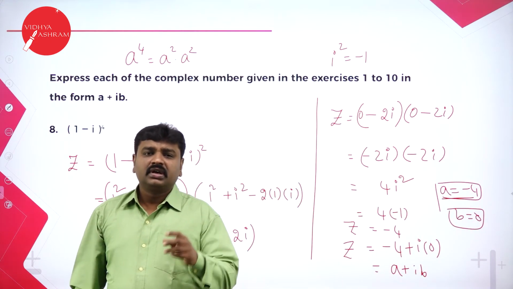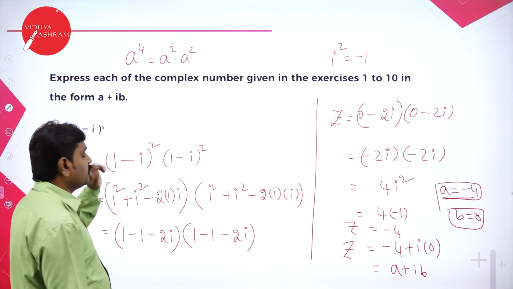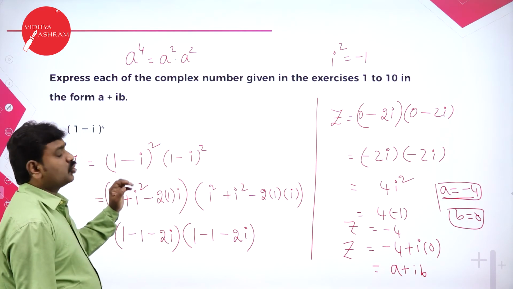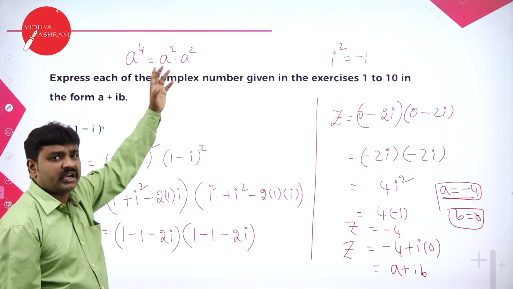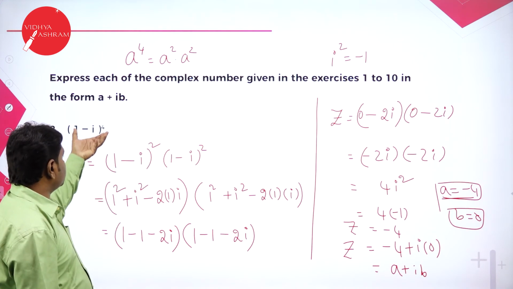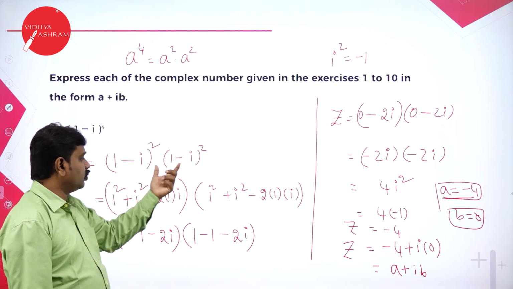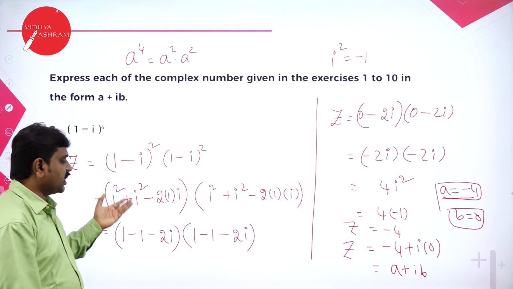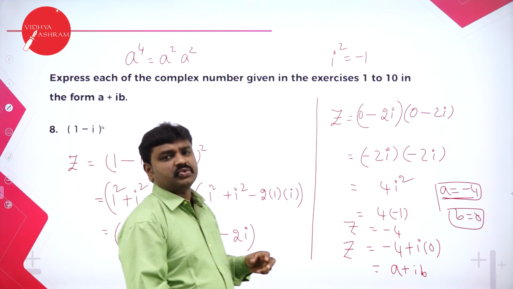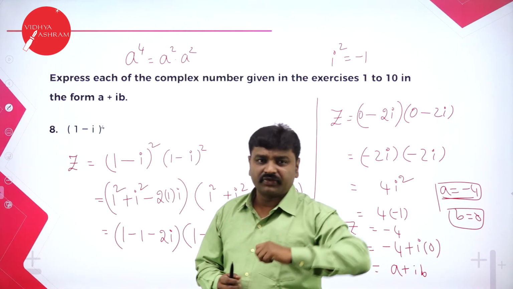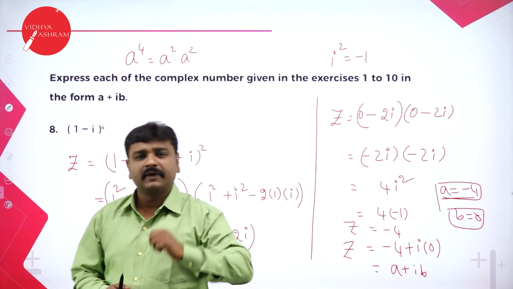So you got it. They want you to write in A plus IB form. We have written it. The question is 1 minus I power 4, but we know A minus B the whole square. A power 4 can be written as A square into A square. Similarly, 1 minus I power 4, I can write 1 minus I whole square into 1 minus I whole square, and I apply A minus B the whole square, that is A square plus B square minus 2AB. I square value all of you know is minus 1, and simplify, you will get the answer.